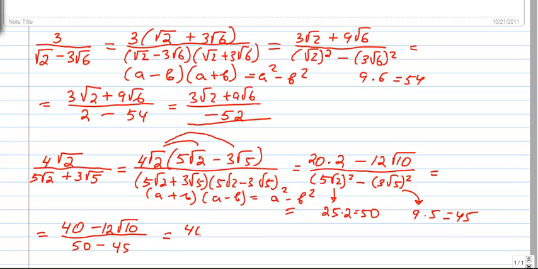And then we have 40 minus 12 radical 10, and 50 minus 45 is just 5. And we cannot simplify it any further, and no need to take the GCF, because even if we take the GCF, we will not be able to simplify anything. And of course, we are not simplifying 40 and 5, because 40 is not the factor. So this is our final answer for this problem.